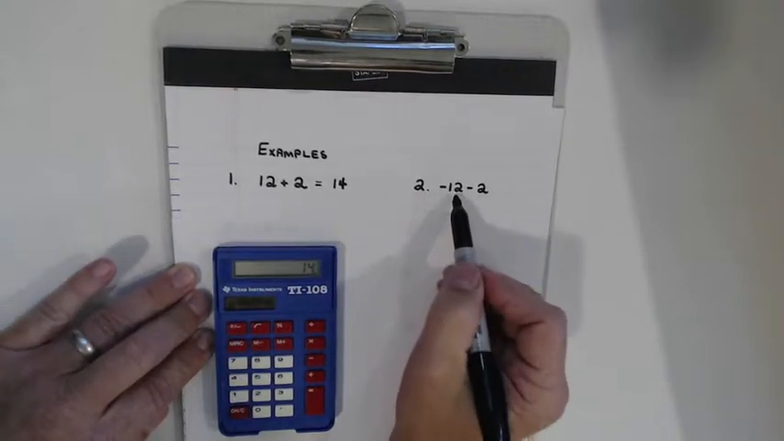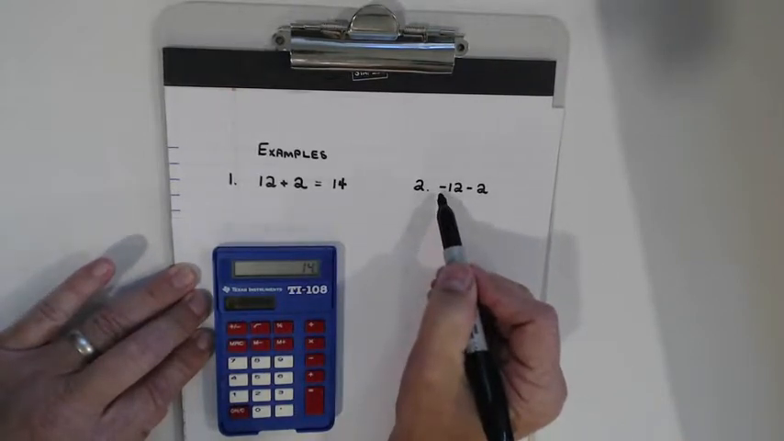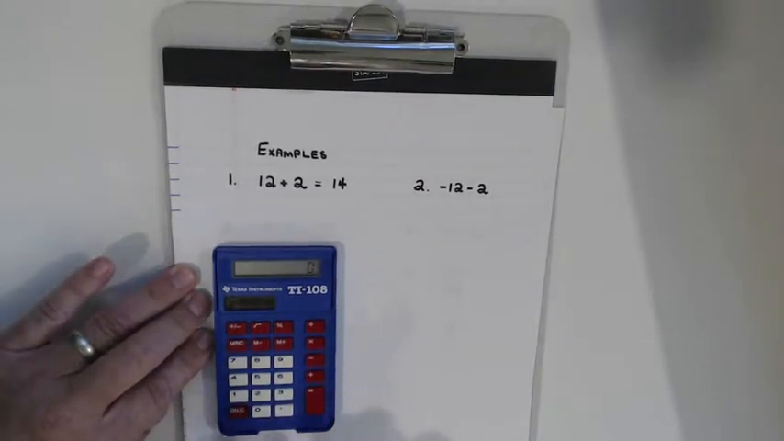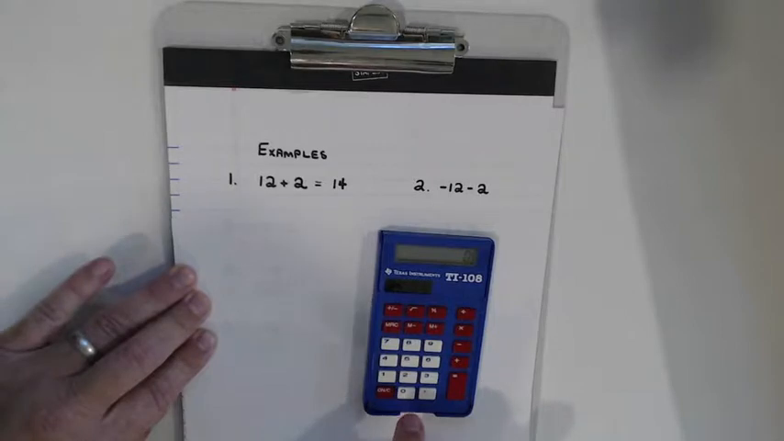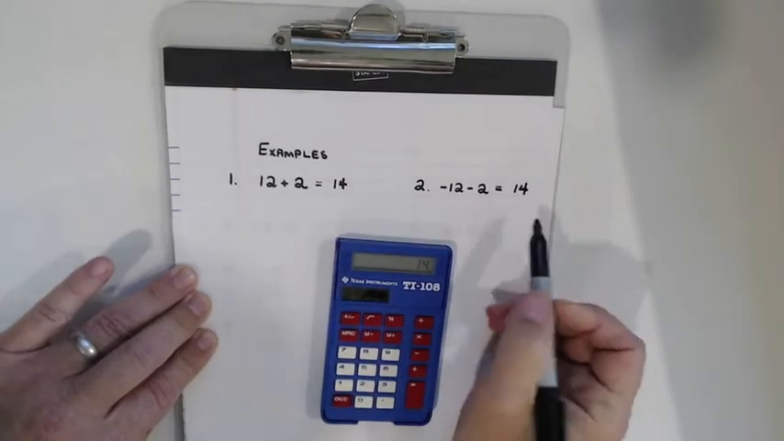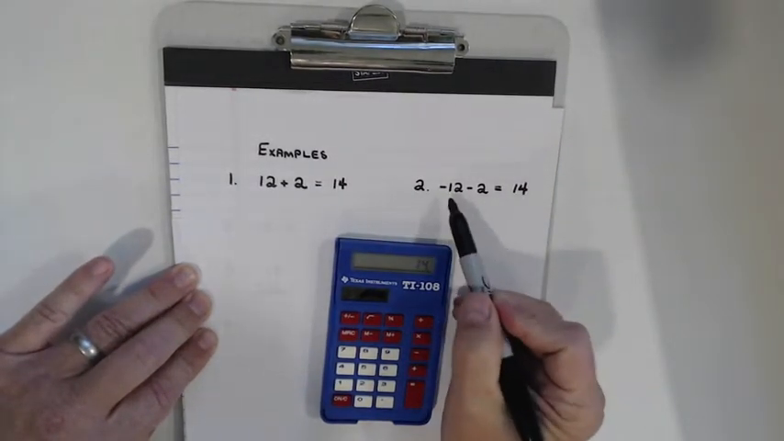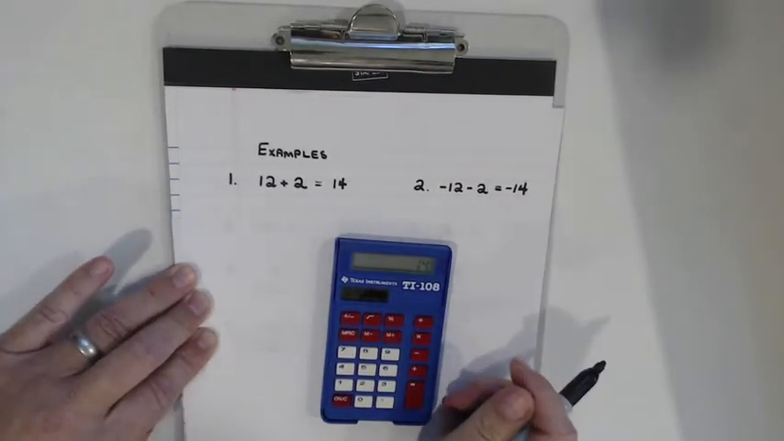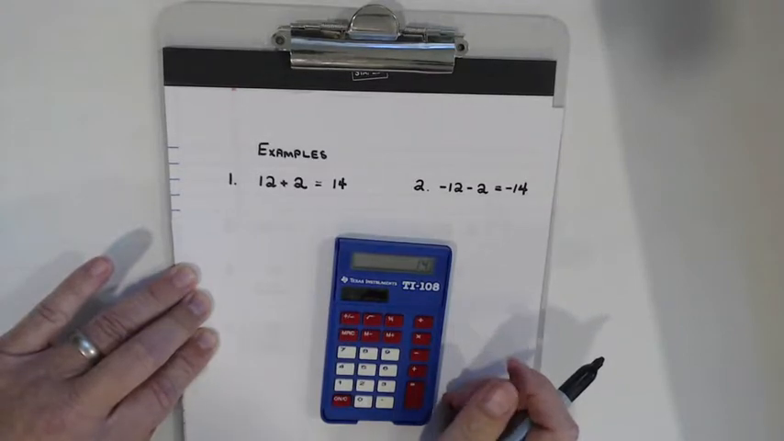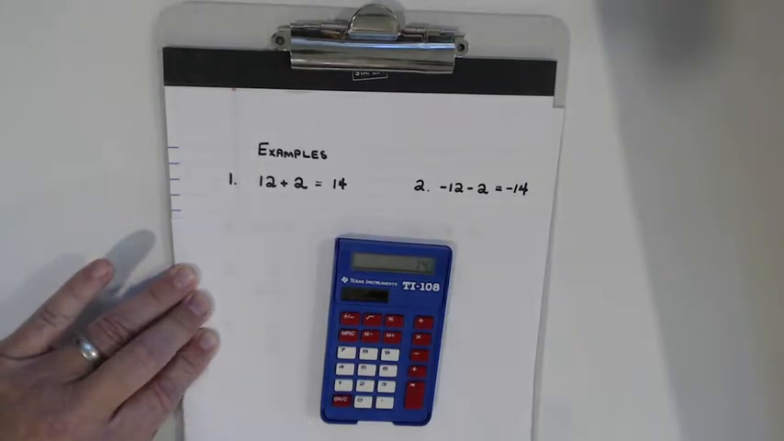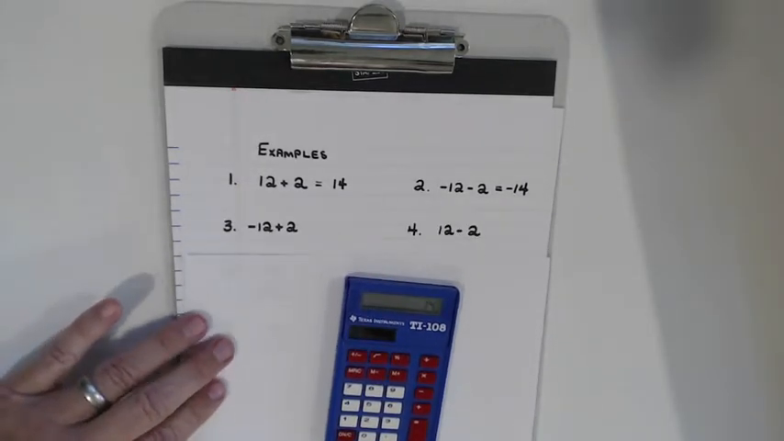This one right here, this 12, is it positive or negative? It's negative. This 2, is it positive or negative? It's negative. The signs are the same. That means I'm going to add them together. 12 plus 2 is equal to 14. Is it going to be a positive 14 or a negative 14? If the signs are the same, I add them together and keep the sign. It's a negative 14. So if the signs are the same, add them together, keep the sign. And how do you tell whether or not it's positive or negative? You look in front.